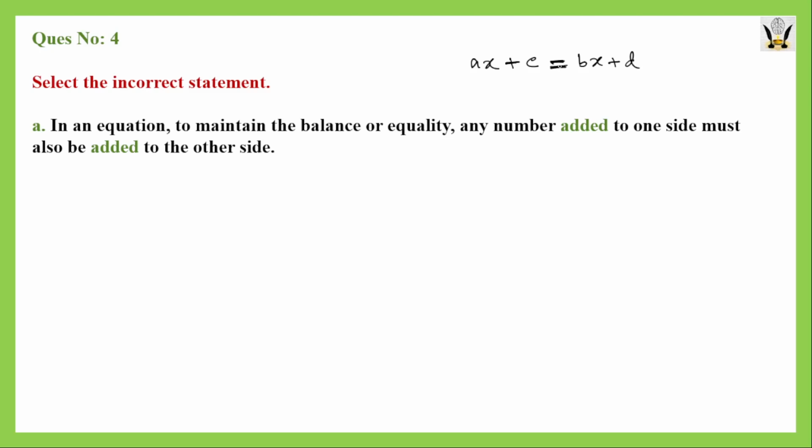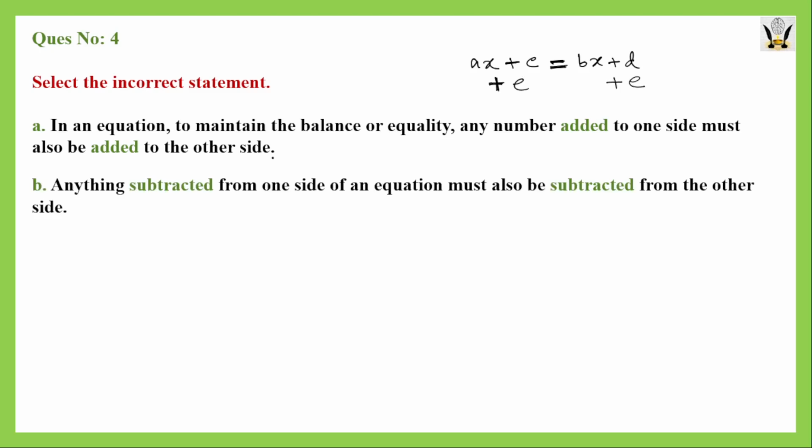And if we change the values of a, b, c, d or any one of them, then the value of x will change. Now since this is an equation, as I said, we have an equal sign, so whatever we add here on the left side to maintain the balance, to keep the value of the right side equal to the value of the left side, we must add the same value to the right side also. So this is a correct statement, the first one.